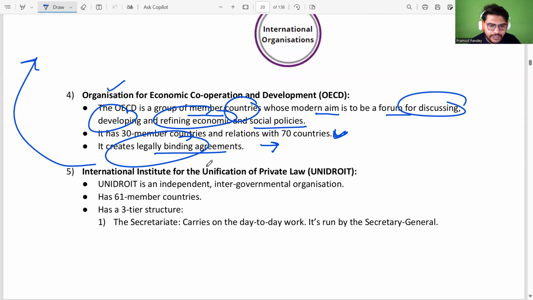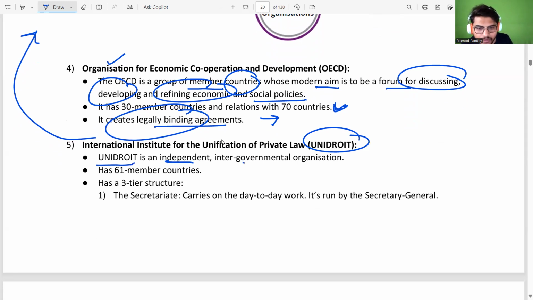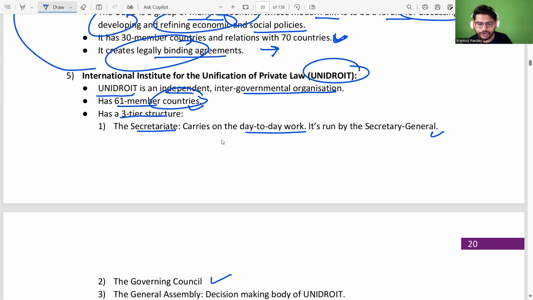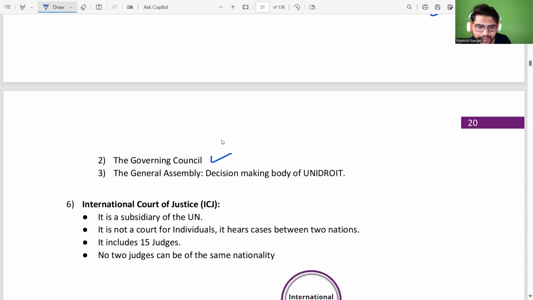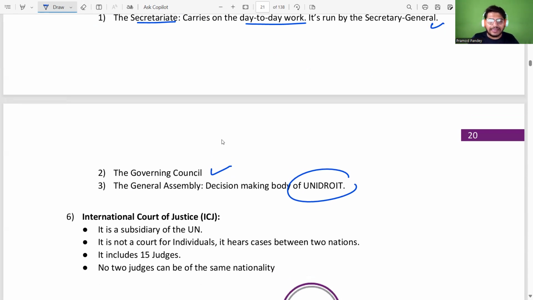Okay, the International Institute for the Unification of Private Law, that is what it is. UNIDROIT is an independent intergovernmental organization, has 61 member countries, and has a 3-tier structure. The Secretariat carries on the day-to-day work. It's run by the Secretary General. The Governing Council basically oversees, manages and controls the functions of UNIDROIT. And then it has the General Assembly, which basically makes the decisions for UNIDROIT. So there will be 3 bodies. The first one is the Secretary General, who looks after the day-to-day operations, the General Assembly, who make the decisions for the body, and the Governing Council.